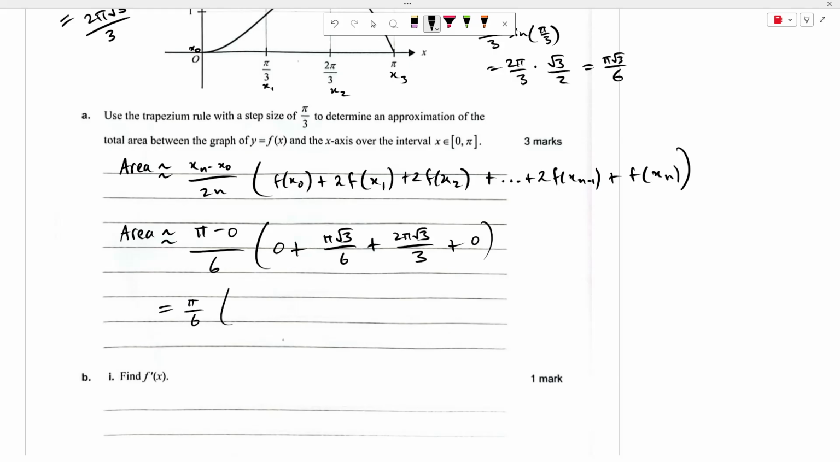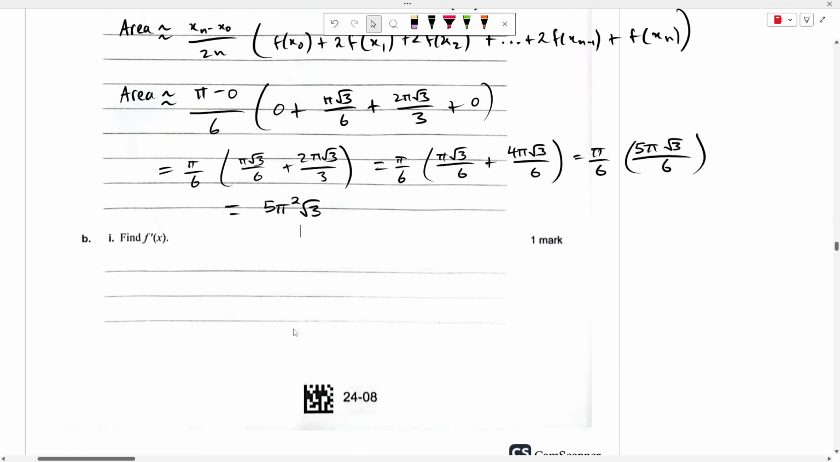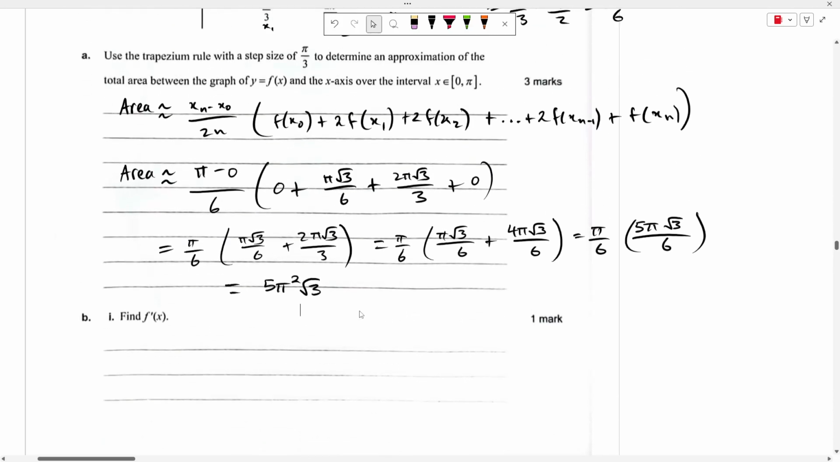So we're getting pi on 6 times pi root 3 on 6 plus 2 pi root 3 on 3. That's pi on 6 times pi root 3 on 6 plus 4 pi root 3 on 6. And that's going to go to 5 pi root 3 on 6. That's going to be 5 pi squared root 3. I feel like something's off there.